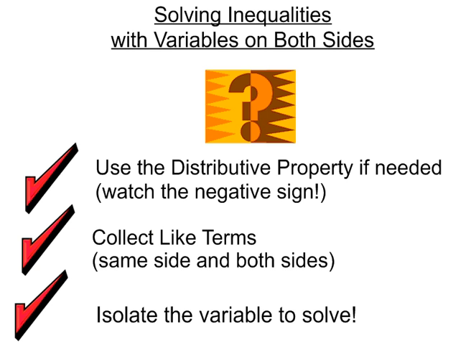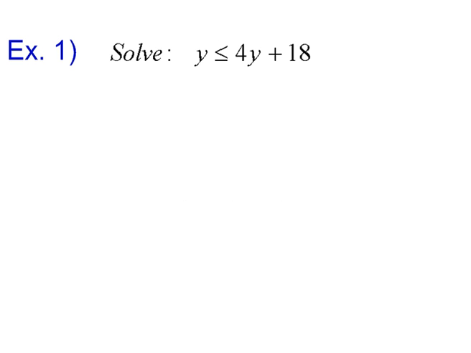And remember, the one thing that we really need to deal with is that if we multiply or divide by a negative number, we have to flip the sign over. So that's the one thing that we want to be on the lookout for. Okay? All right. So here we go. Example number 1. We're going to solve and check this.